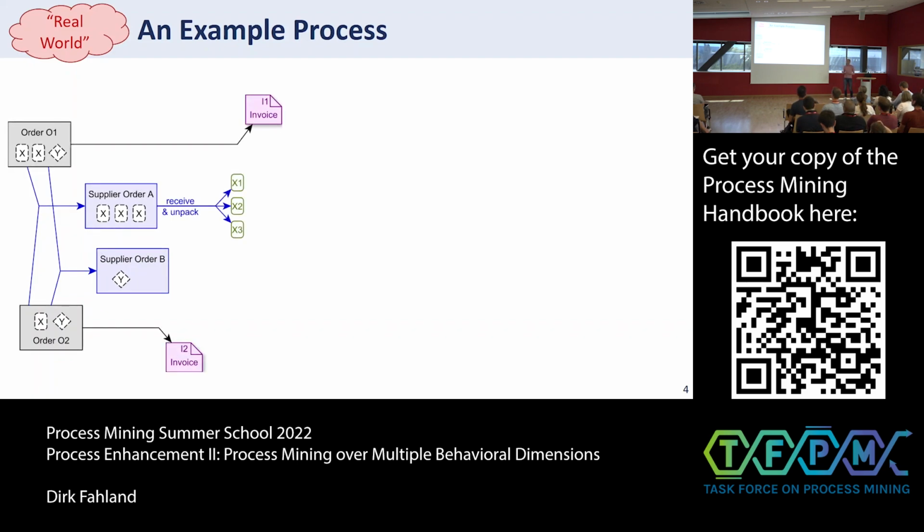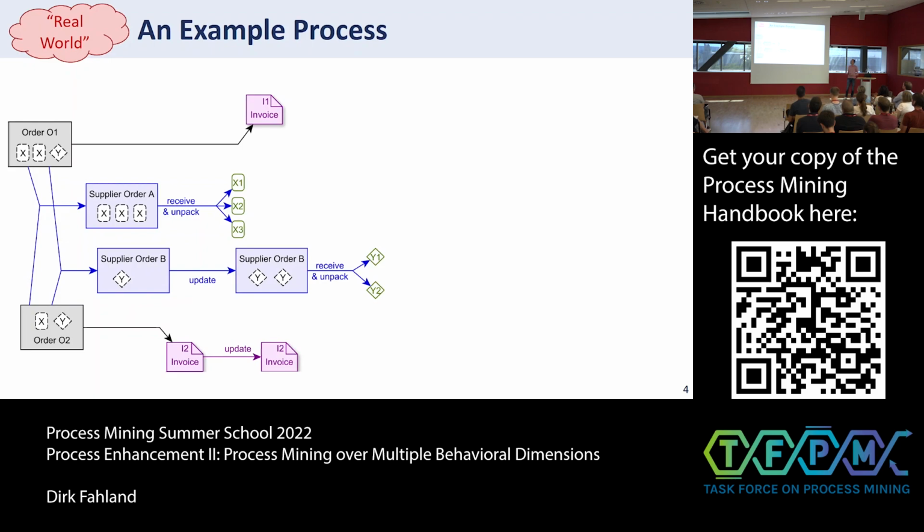Now, you also create invoices, 1 for the first order, 1 for the second order. At some point, the supplier order A arrives, it's received, the items are unpacked, and now uniquely identified, X1, X2, X3. We also realize the mistake, update the supplier order. Now for 2 items Y, we update the invoice, and at some point also receive the items Y1 and Y2.